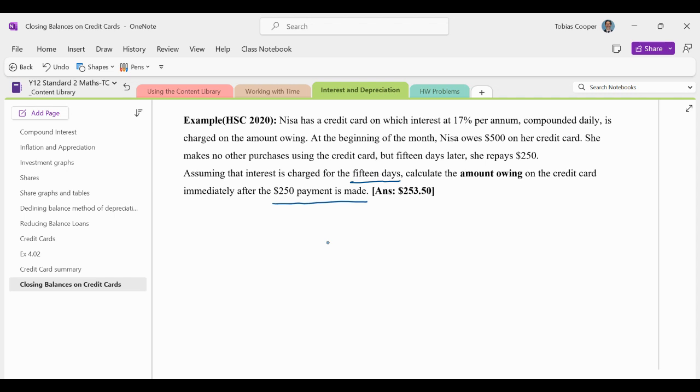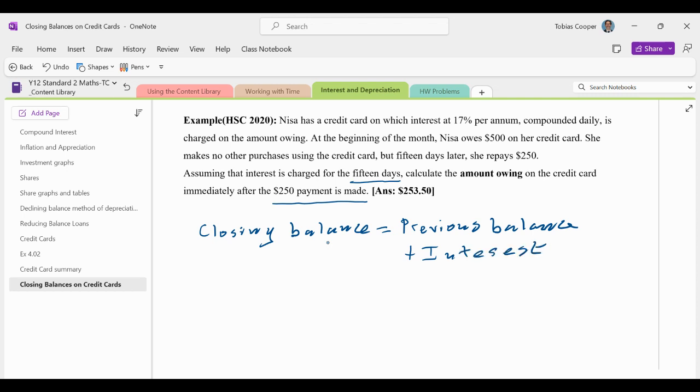Okay, so now if you remember, we're looking at the amount owing or the closing balance. Okay, so the closing balance will be, well, obviously we need the previous balance. Okay, and previous balance, we're going to have any purchases, which none were made. So it turns out this is going to be adding the interest. Okay, and then we're going to minus any repayments.